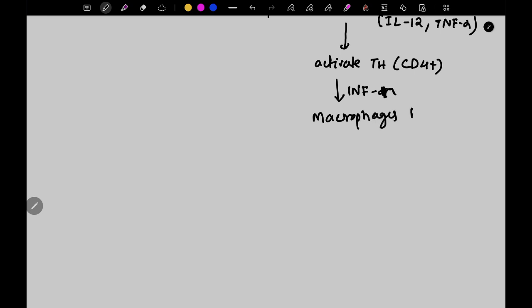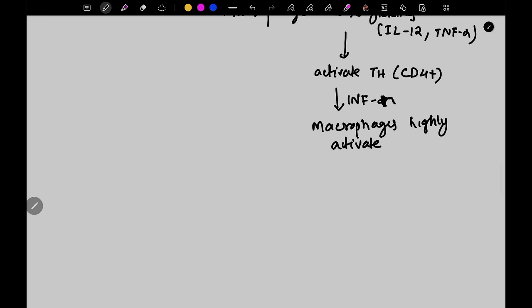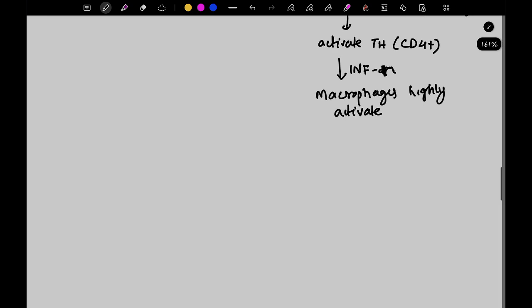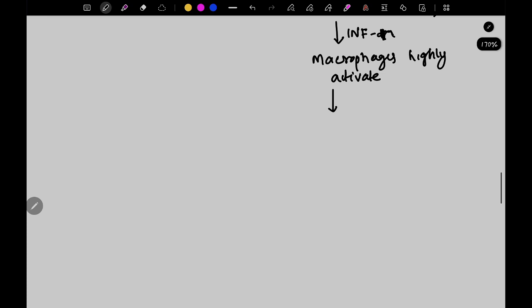Macrophages become highly active, and they can also secrete TNF alpha and recruit more and more monocytes, which later become macrophages. After the macrophages become highly active, there is granuloma formation. Granuloma is also called a tubercle.